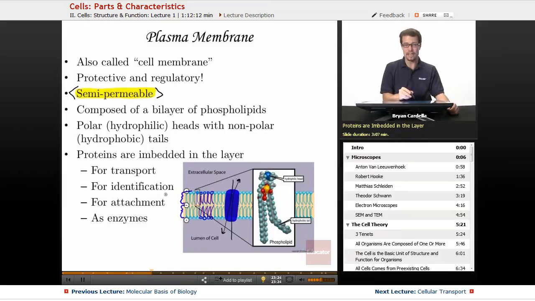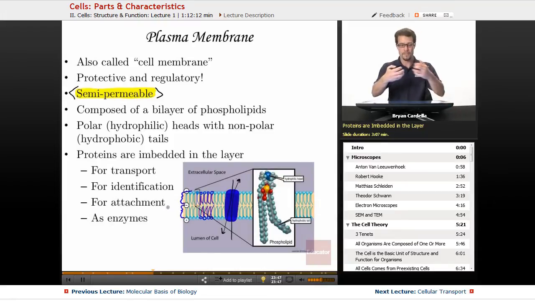It could be for identification. Your cells have very particular proteins in their plasma membranes that are slightly different from mine. We're the same species, but if I were to donate an organ to you, your body would be like, what? This doesn't belong here. And the reason why your body knows that is the proteins are slightly different. They would seem foreign. So sometimes proteins are just for identification purposes.